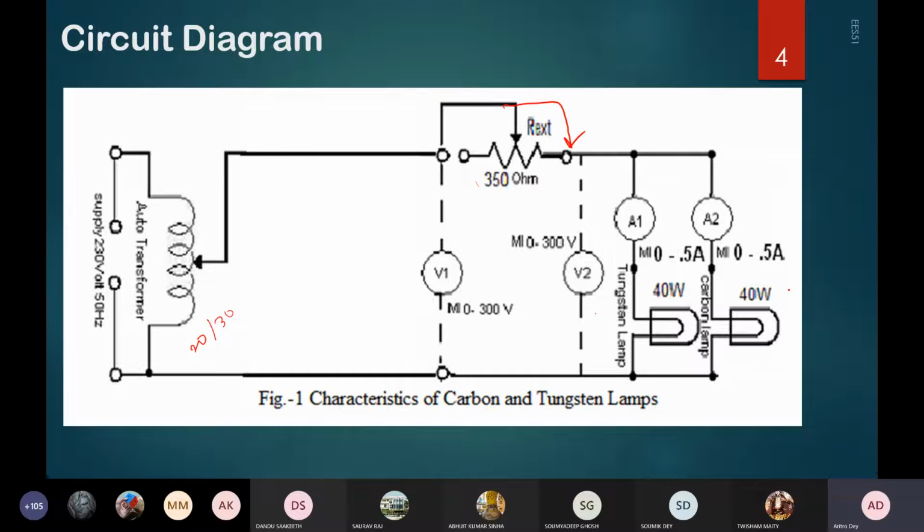Why? Because once you keep on increasing, because of the heating effect, the temperature will go high. So accordingly, your resistance may vary. That's why it is done.